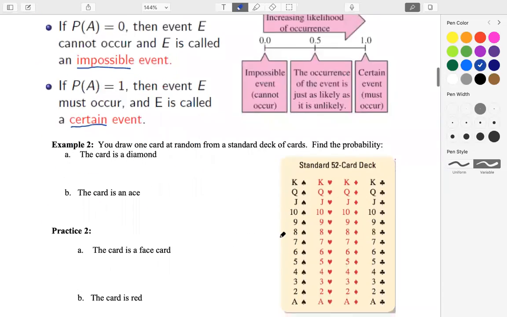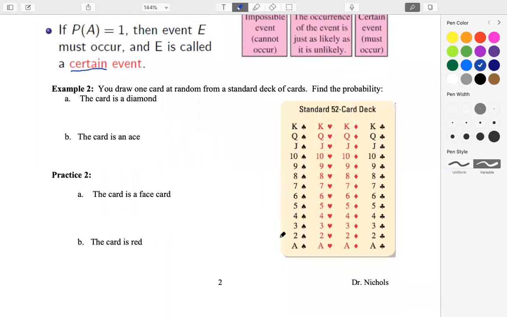All right, let's try example 2. You draw 1 card at random from a standard deck of cards. Let's find the probability that the card is a diamond. So the probability that we have a diamond is equal to, there are 13 diamonds out of 52 cards. When you simplify that, you get 1/4.